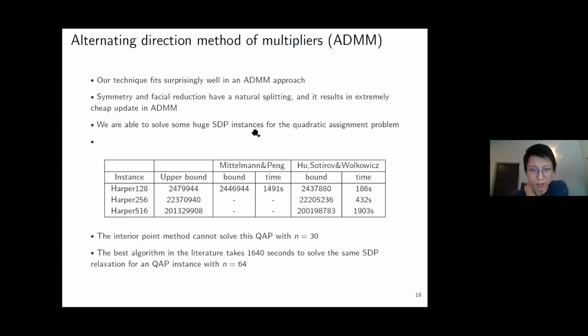For example, for the quadratic assignment problem, we are able to solve problems whose size is even 500 by 500. This is just a huge instance. For example, interior point methods cannot even handle problems with n at 30 here, but we are able to solve 500. And even if you look at the other first order methods, the best they can do is around size 64 and it takes quite a while. It's even longer than the time we spent here for this size 500. So we are solving huge instances by using this technique.